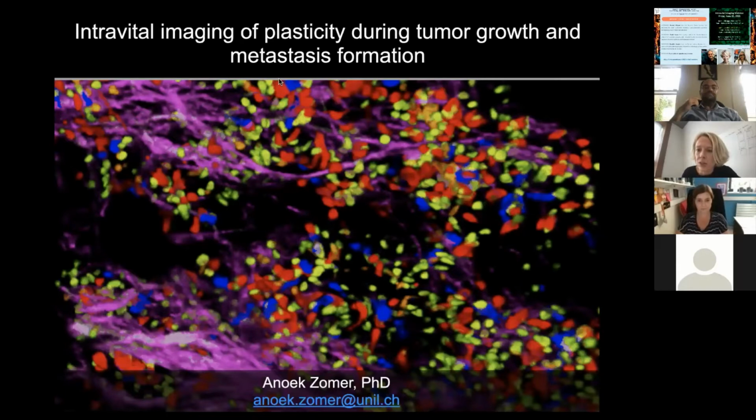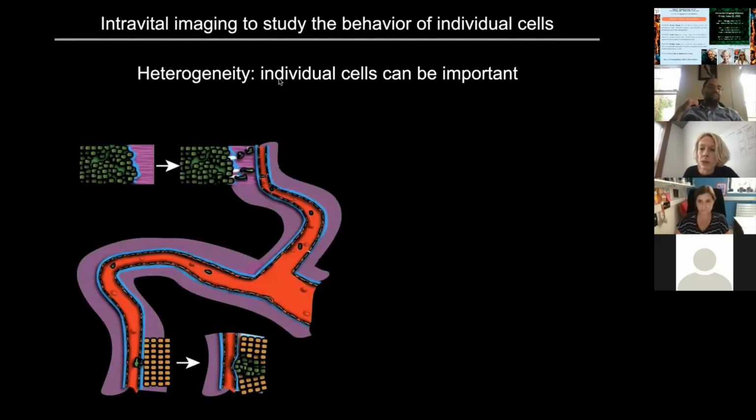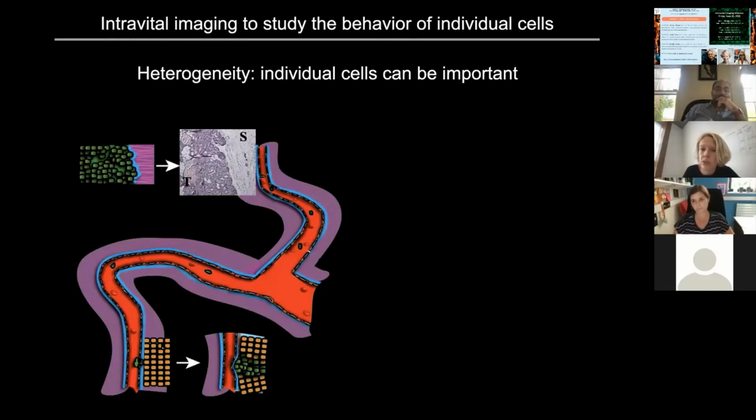So as Jacco already announced, today I will mainly talk about intravital imaging and how I've been using this technique during tumor growth and metastasis formation. As you may all know, tumors are extremely heterogeneous, and it's the individual cell that is important. For example, from the billions of tumor cells in this primary tumor, it's often only a couple of cells that form distant metastases. But from static images like this, it's hard to predict the cells that form these distant metastases. So what we prefer to do is to visualize those individual cells that are able to do this.